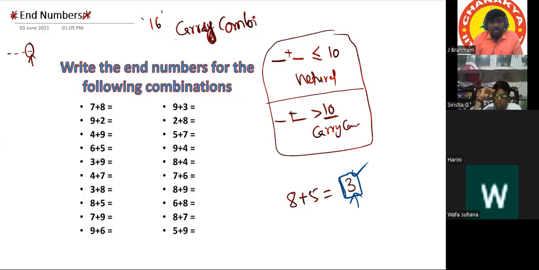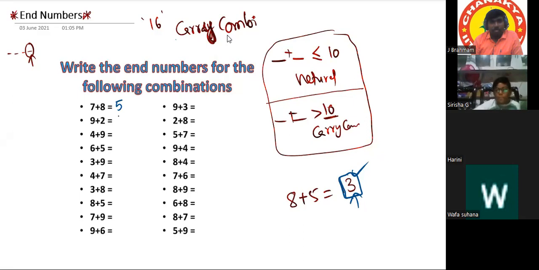Tell me 7 plus 8. End number is... 7 plus 8 is actually 15. In that, the units place is 5. You can show the fingers, because all the digits are below 10 only. 9 plus 2.